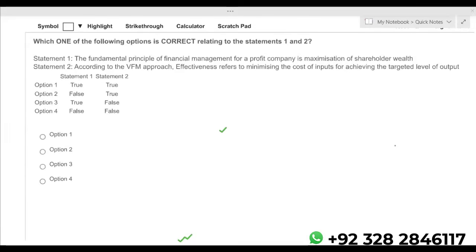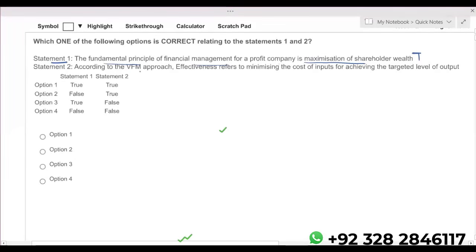Statement 1. The fundamental principle of financial management for profit companies is maximizing shareholders' wealth. Very true. Of course.